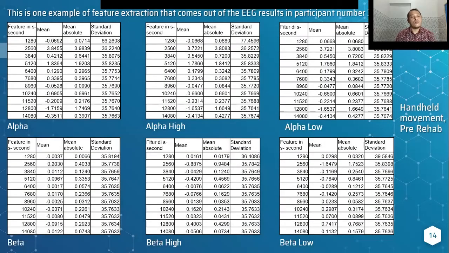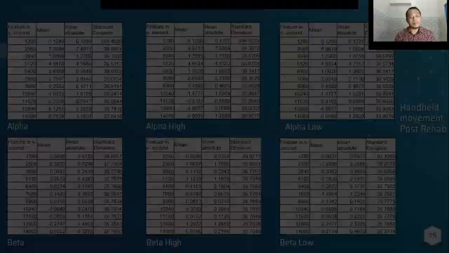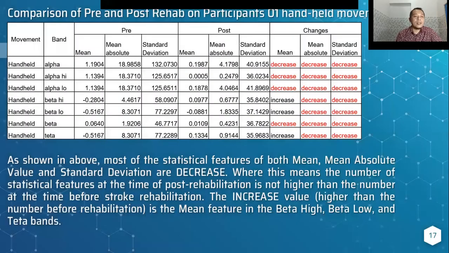This is one example of feature extraction that comes out of the EEG result in participant number 3. This is handheld movement in the pre-rehab. And this is handheld movement too, but in post-rehab. Okay, next slide is analysis.